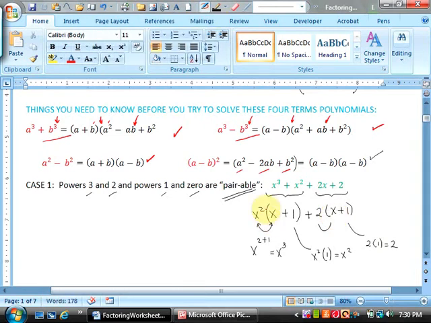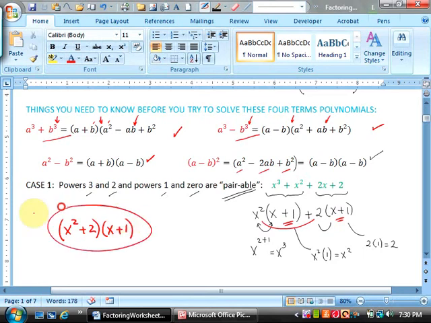What I need to do now for the solution is to take the x squared plus 2 as my first part, and then I take the part that repeats, which is x plus 1, and this is the solution. Okay, so this is the simplest case of 4 terms.